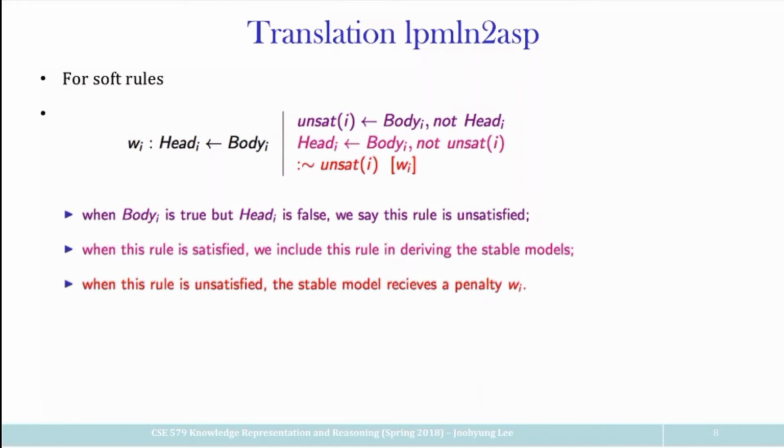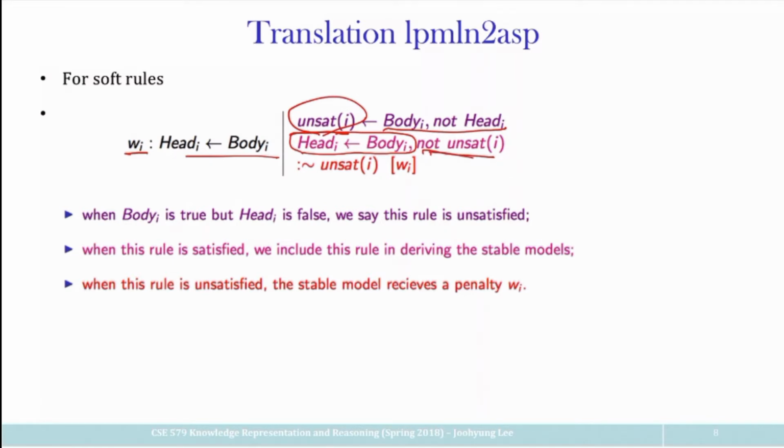So given a rule of this form, Wi, head if body, first we note that this rule has a potential to be defeated, right? It can be untrue or unsatisfied. So we say onset I is true if body is true but the head is false. When that happens, the onset atom becomes true. And we use this onset atom in the body of this rule, which is similar to the original program, but now we put onset into the body, with negation.